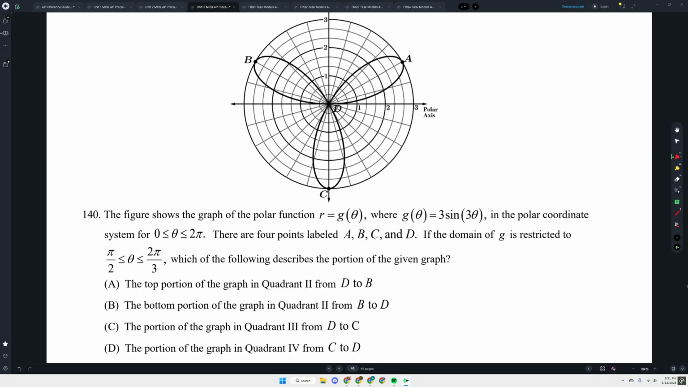Because if a divided by b is less than 1, it's an inner-loop limacon. It has an inner loop. If b is greater than 1, no, hold up. I'll find the thing. Hold up. Try answering 140 while I find this thing real quick.